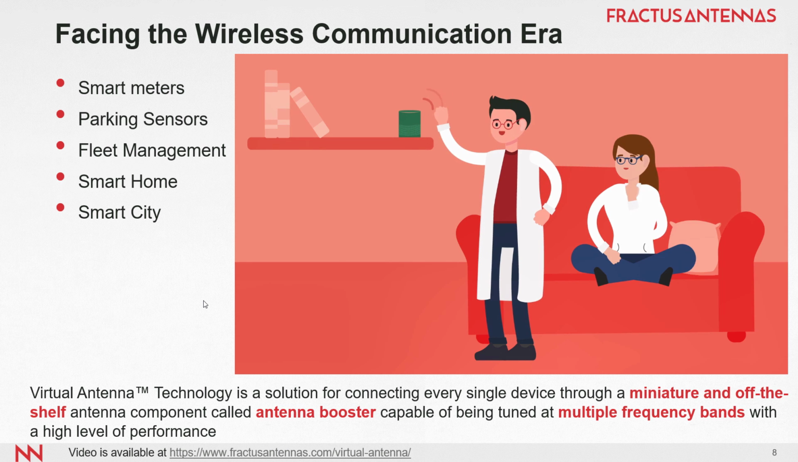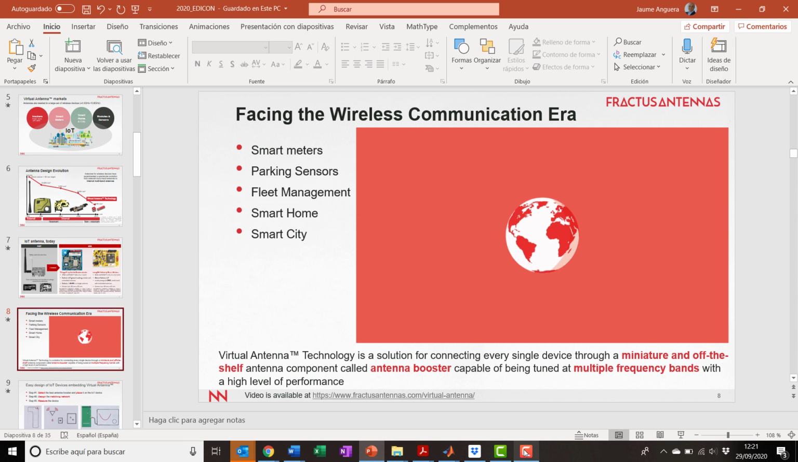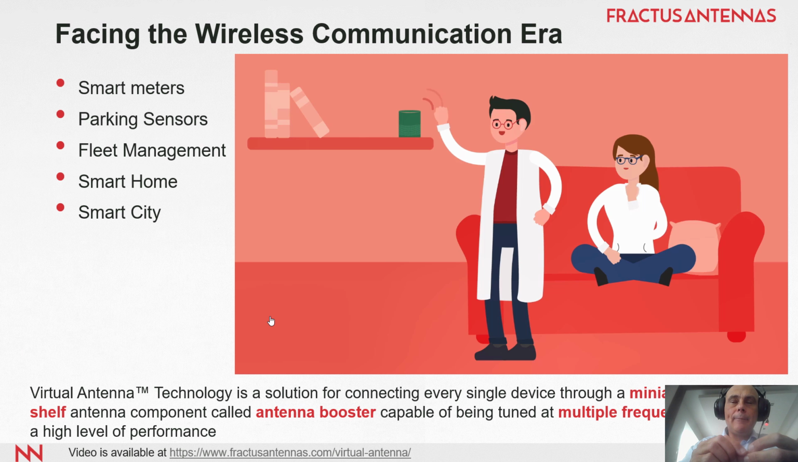So in summary, we see that antenna boosters of Virtual Antenna are small components, they can be multiband, they are off the shelf, so ready to use in any IoT device, and they are SMD components. So this is very attractive for mass production because they can be assembled using a pick and place machine.